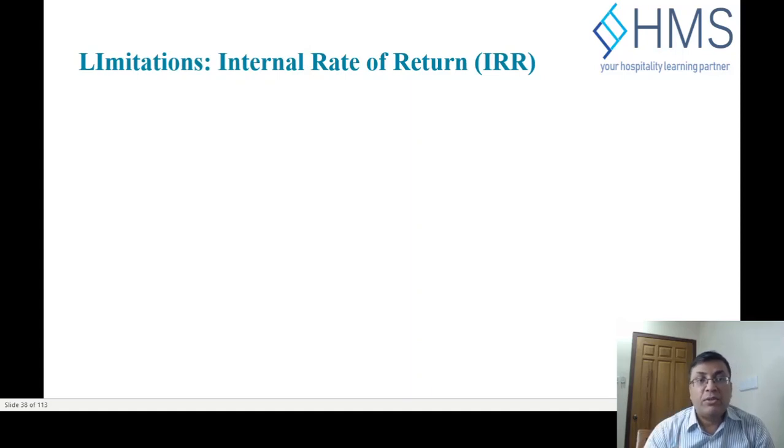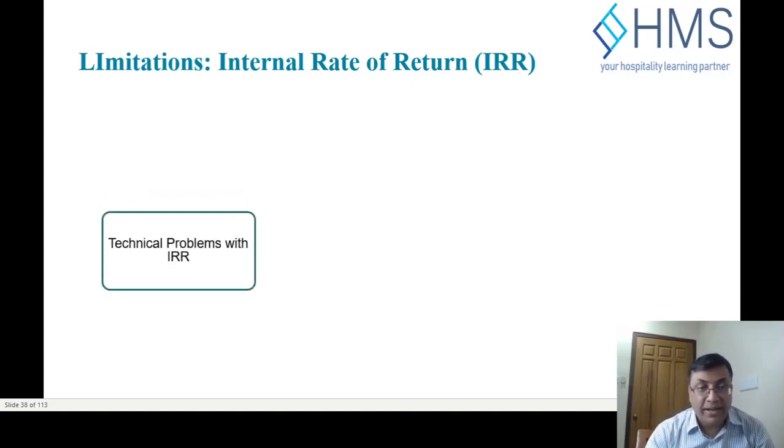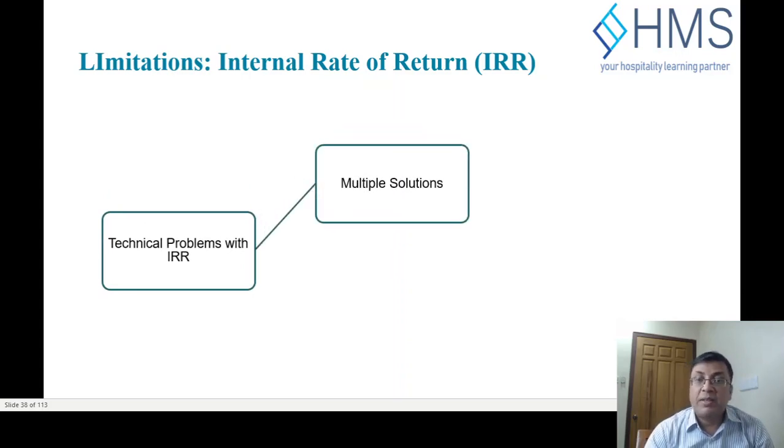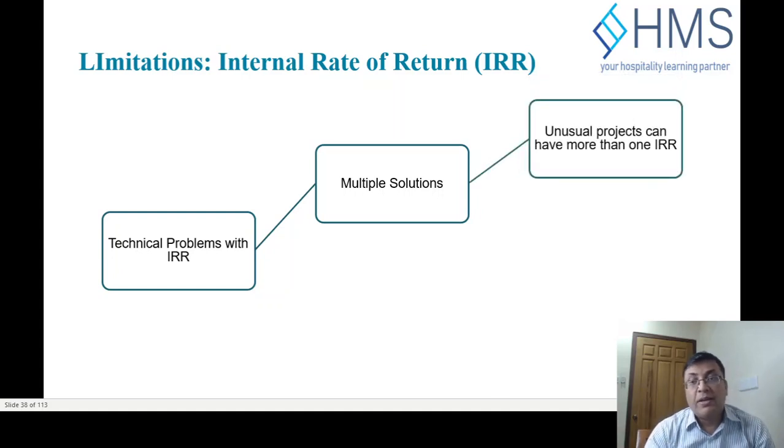The limitations of the IRR rule are that there are technical problems with the IRR. Sometimes there are multiple solutions. Wherever there are multiple investment outflows, you will get multiple IRRs. You can get more than one IRR.